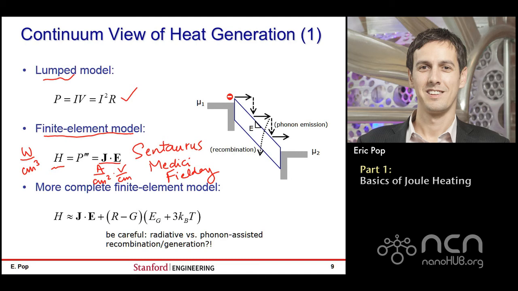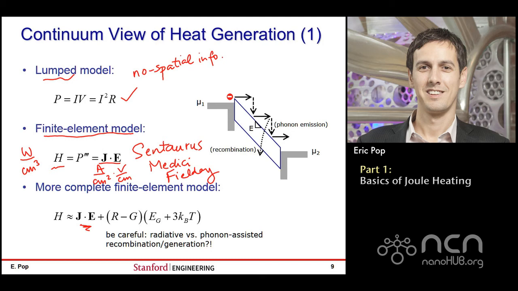This is not a bad approximation. In fact, it gives us the spatial distribution of power dissipation, which is something that the lumped model described just above is unable to do. There's essentially no spatial information there. Okay. Perhaps a more complete finite element model would include not just the dot product of the current density and the electric field vector computed across the device mesh, but also the net radiative rate.